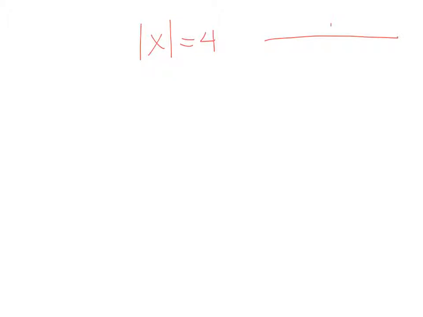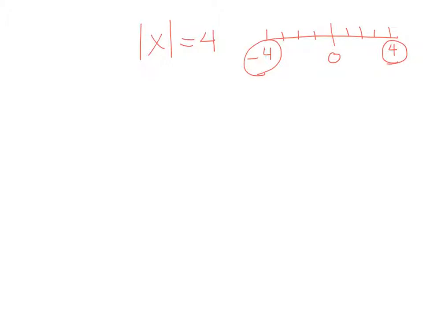You could draw your number line. And what you're doing is you're looking for numbers that are 4 spaces away from 0. So you could go 4 spaces to the right, which would put you at positive 4, or you could go 4 spaces to the left, which would put you at negative 4. So notice that an absolute value is going to have 2 answers.